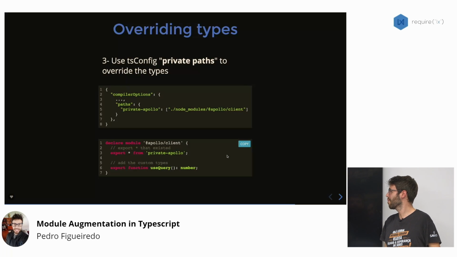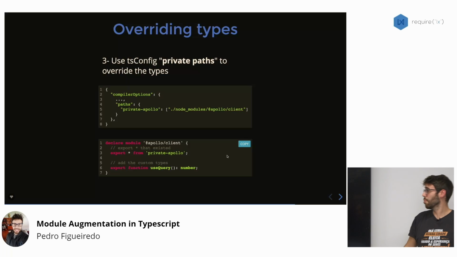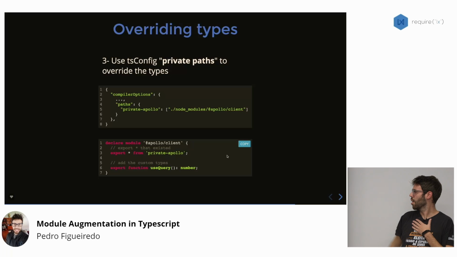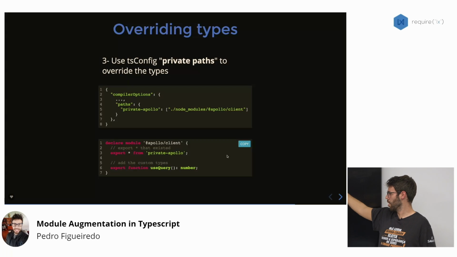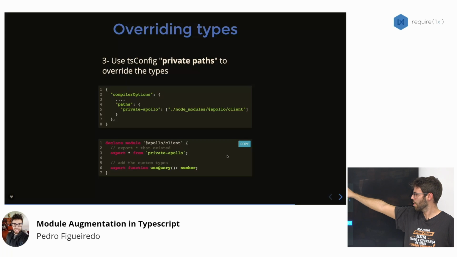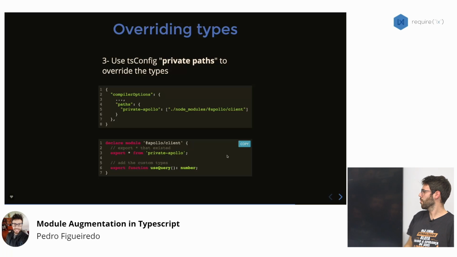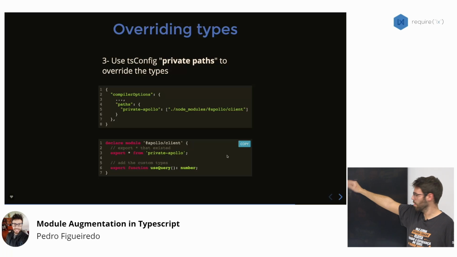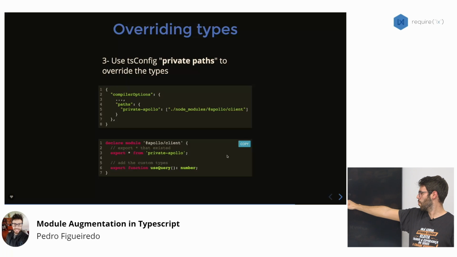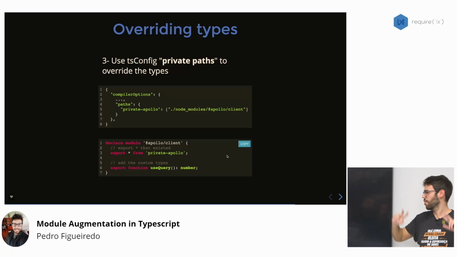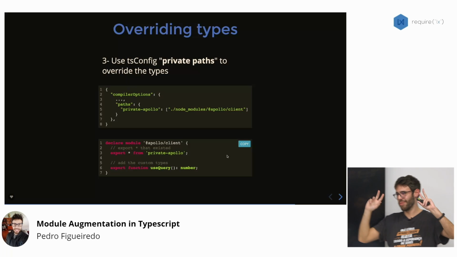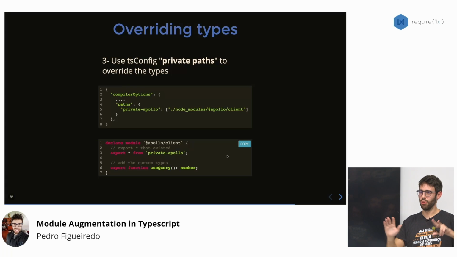The third way, and also not too clean, but in my opinion, this is still the best way, has two steps, basically. The first step, let's say we want to change one type in Apollo. You create in your TypeScript config a new path saying private Apollo is this path, which was the old one, which is in node modules buried somewhere. What this means is that you can import private Apollo and it will be the same as importing Apollo. But this will be like a private dependency that we won't use in our project.